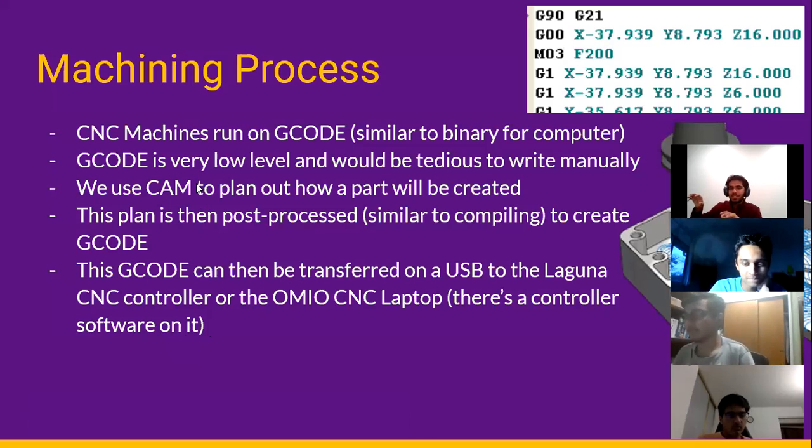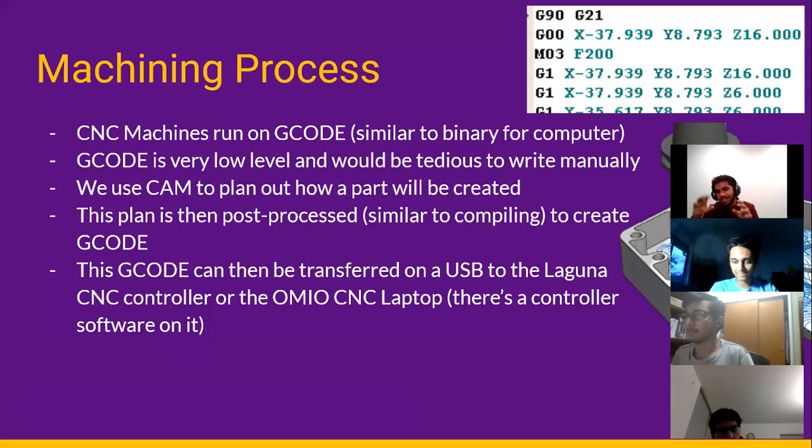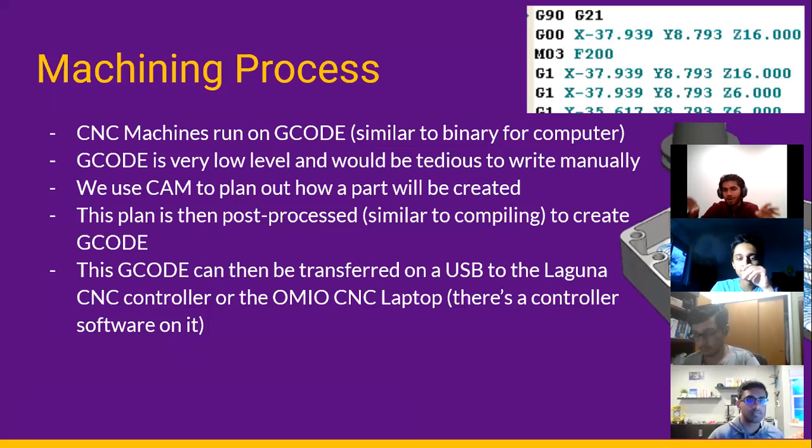So the CNC machines run on what's called G code, and it's similar to a binary on your computer, like the .exe files, if you're taking coding classes. G code is very low level. If you see on the top picture here, that's what G code actually looks like, right? It tells the CNC to move this amount in the X, in the Y, and the Z, and you do that for all your parts.